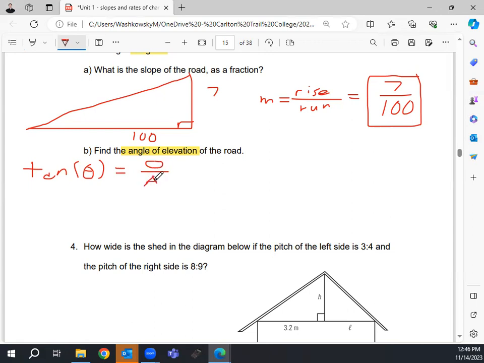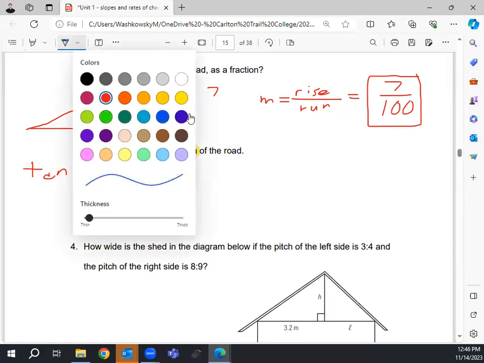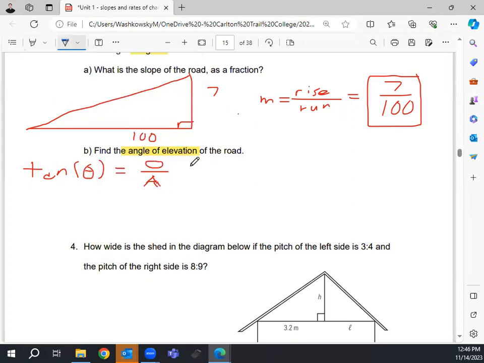If this is too messy, I can go back to the text tool. Please let me know. I can only make it so big, but I can make it neater if this is unreadable. So tangent is equal to opposite over adjacent. That's my first step. My next step was I needed to label my triangle.